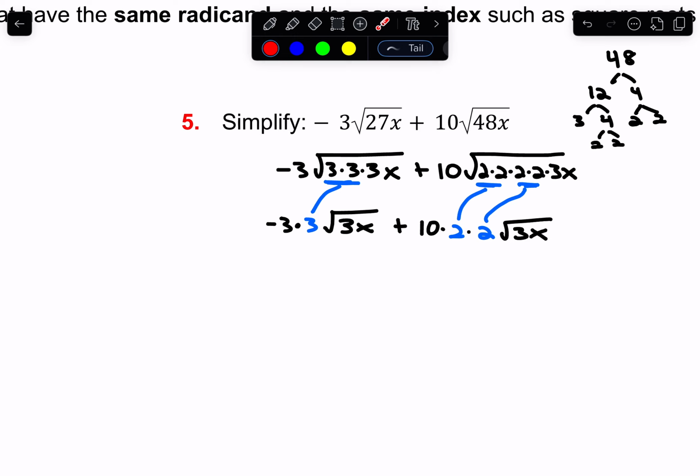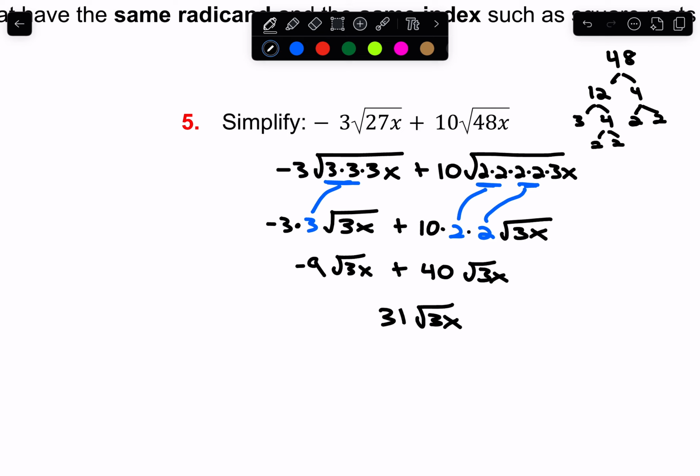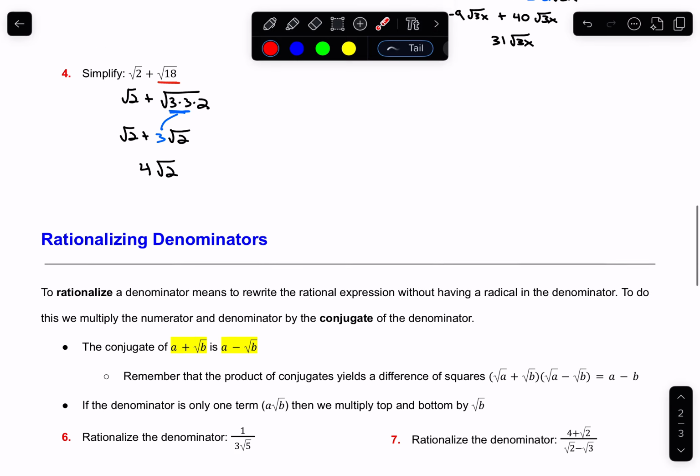So now if I simplify what's in front, negative 3 times 3 is negative 9 square root 3x, plus 10 times 2 times 2 is 40 square root 3x. And now I just add together the coefficients. Negative 9 plus 40 is positive 31, and that square root 3x stays there. But before I could add together anything, I had to make sure that the radicand was 3x in both groups. All right, let's move on.